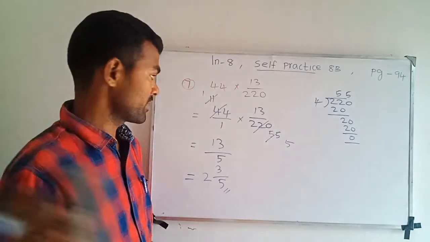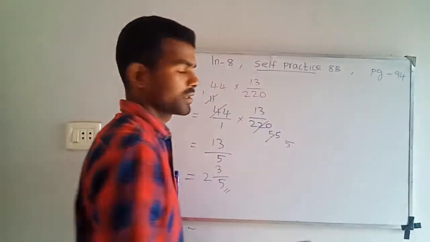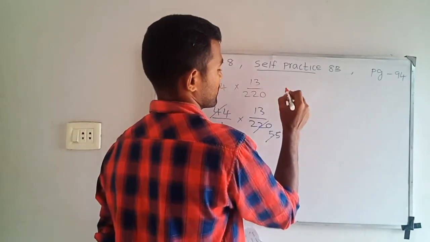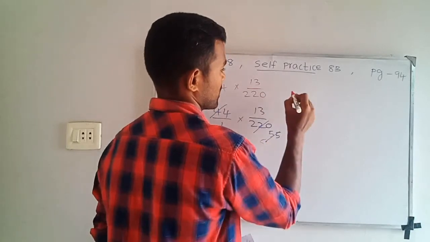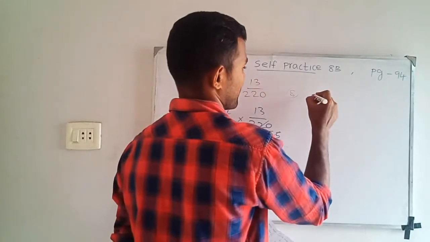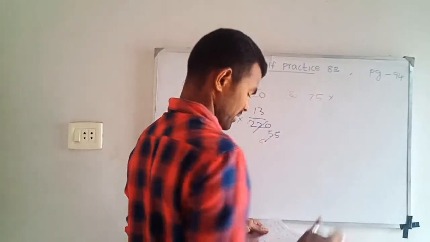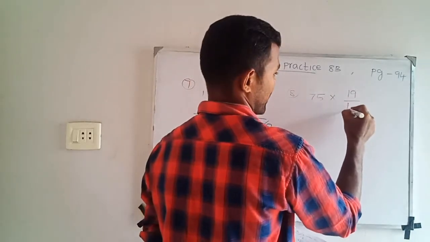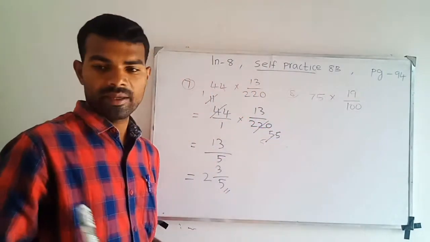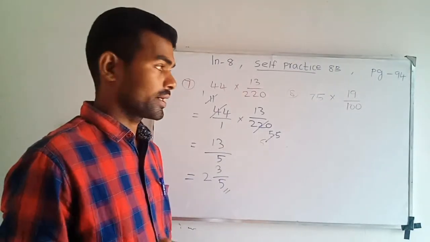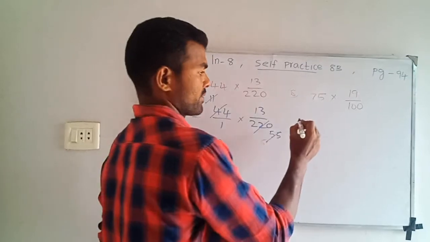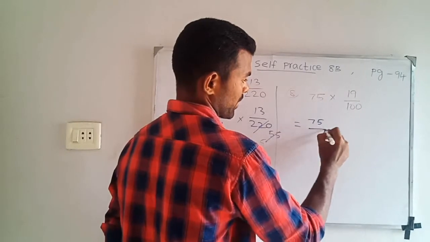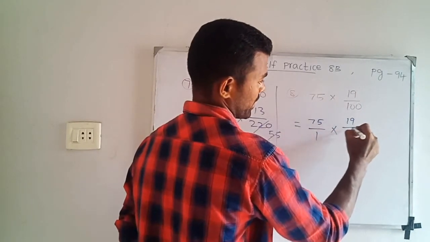Next let us see question number 8. See question 8, that is 75 multiply 19 by 100. 75 multiply 19 by 100. So here follow the same method. 75 by 1 multiply 19 by 100.